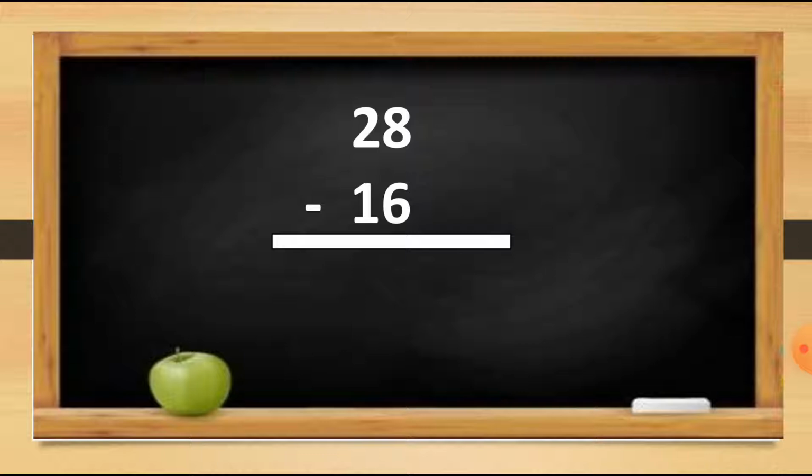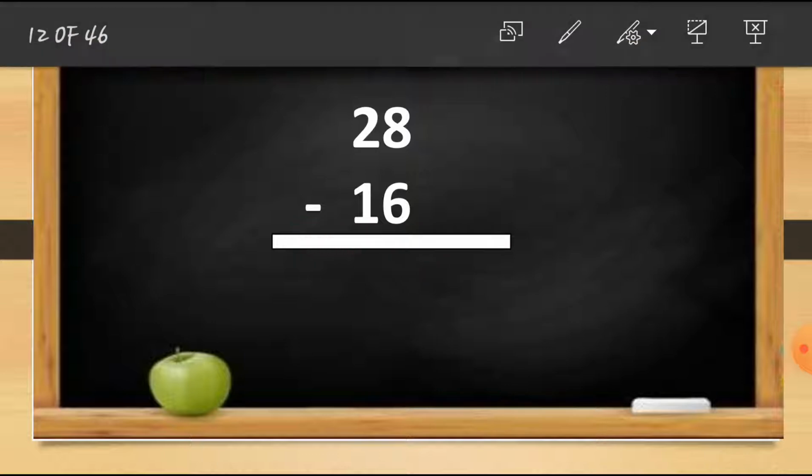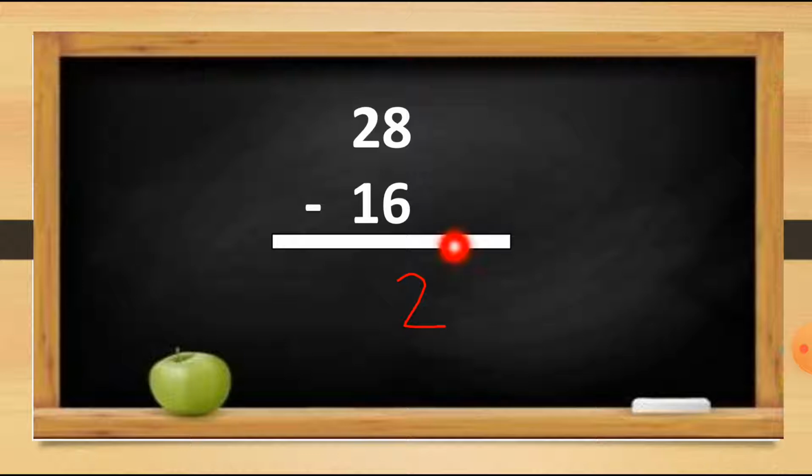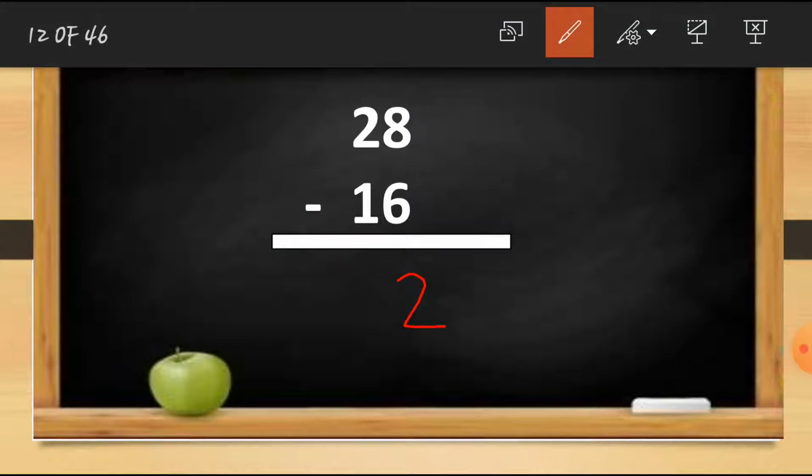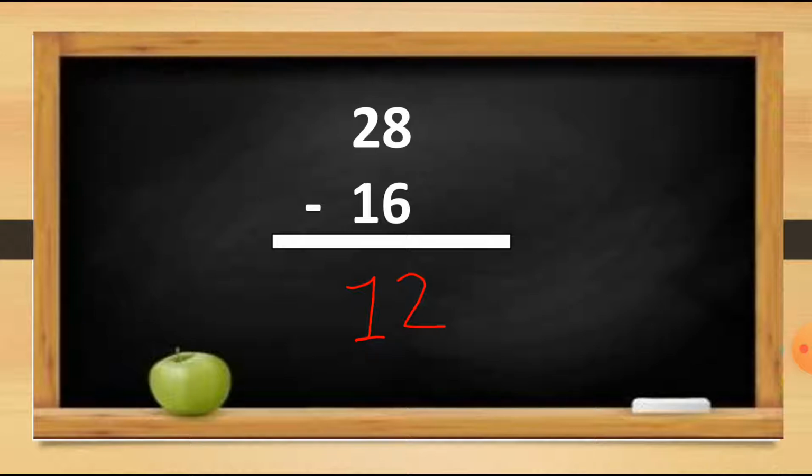Let's solve this. Let's take the ones column first. At the top is 8 and at the bottom is 6. So we cut this 6 from this 8. 8 minus 6 is equal to 2. So I write 2 here. Now let's move to the tens column. Here is 2 minus 1. So students, 2 minus 1 is equal to 1. So I write 1.